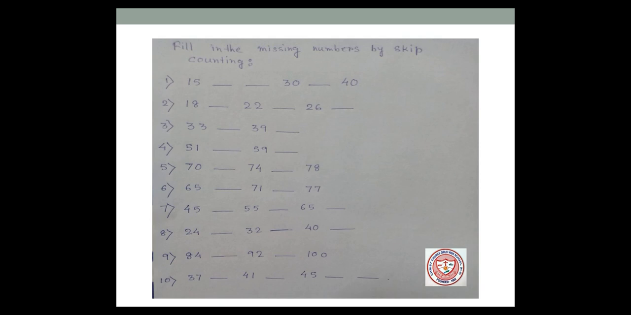Fill in the missing numbers by skip counting. Number 1, 15, dash, dash, 30, dash, 40. Number 2, 18, dash, 22, dash, 26, dash. Number 3, 33, dash, 39, dash. Number 4, 51, dash, 59, dash. Number 5, 70, dash, 74, dash, 78. Number 6, 65, dash, 71, dash, 77.